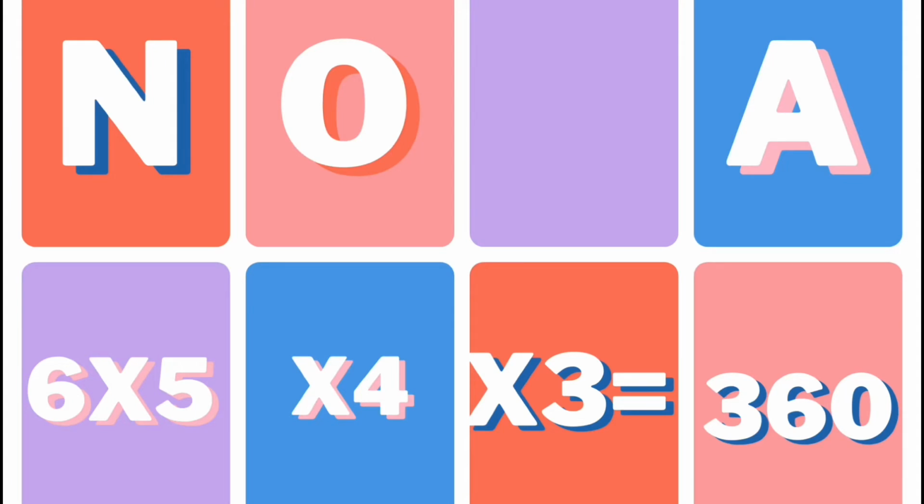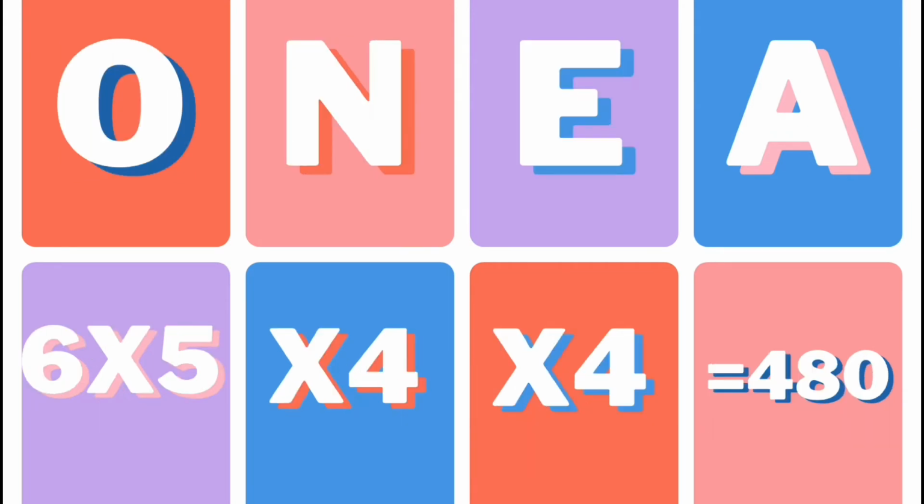For the first case, without A, we have 6 multiplied by 5, multiplied by 4, multiplied by 3, or you can say it's 6P4, which is equivalent to 360 ways. Right? So, due to permutation with condition, we have to consider the case with one A. We have 6 multiplied by 5 multiplied by 4 multiplied by 4, which is 480 ways.